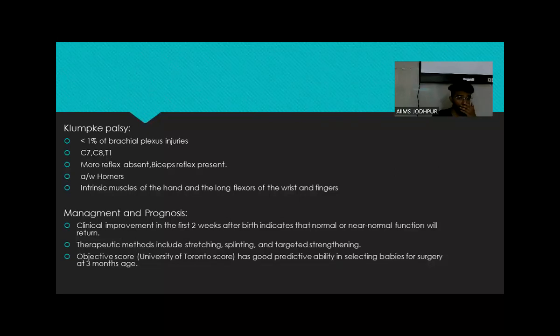The therapeutic methods include stretching, splinting, and targeted strengthening. An objective score, the University of Toronto score, predicts the ability in selected babies for surgery at 3 months of age.